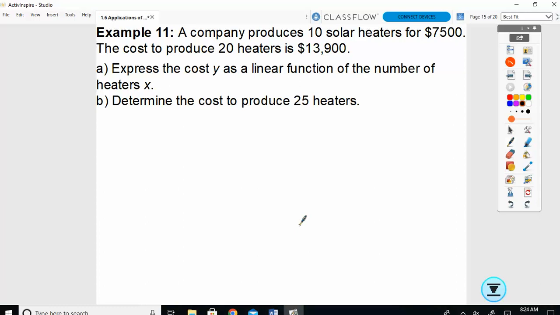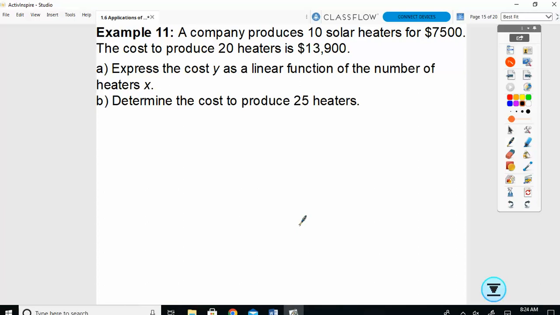Same thing, but a little bit different. We're still just talking about these costs. We're not solving any big, complex word problems here. A company produces 10 solar heaters for $7,500. The cost to produce 20 heaters is $13,900. I want to express the cost y as a linear function of the heaters x.